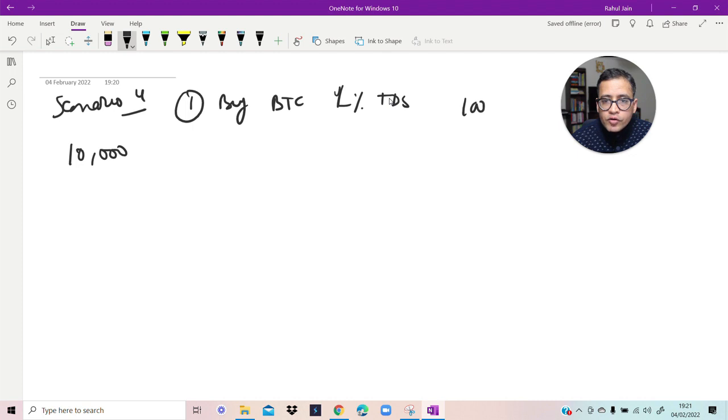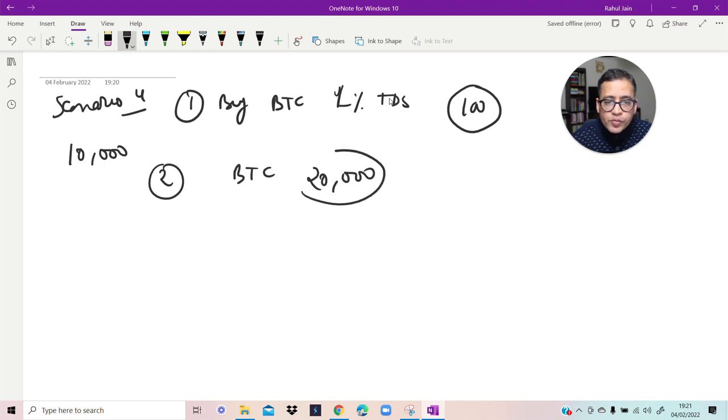Okay, so that will be 100 rupees. Now let's say the second thing that happens is the Bitcoin prices go up. And this time the Bitcoin price is 20,000 rupees somewhere. And what this person decides is, they are not selling it off. They are not swapping it with any other cryptocurrency. They are not doing any swap.